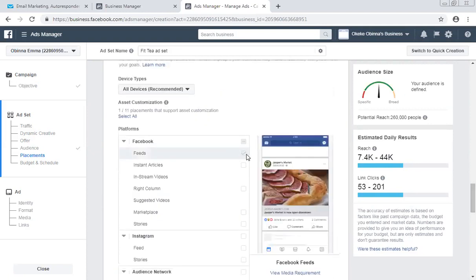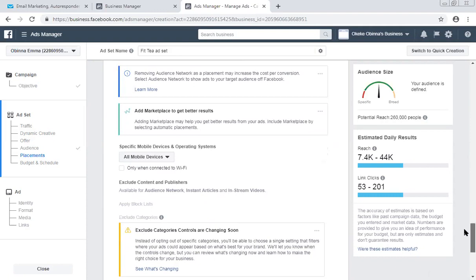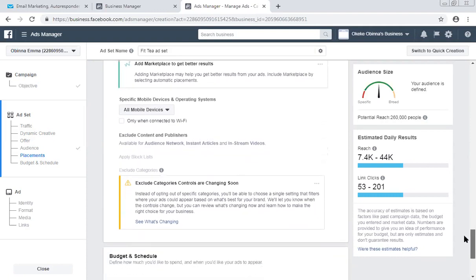Facebook feed. That means those who will see my adverts, just as you log onto your Facebook account, scrolling through your timeline, adverts keep popping up. That's it. I want it to only be shown on the feeds of my targeted audience. So with that, I'm done with my placement. I come down here.